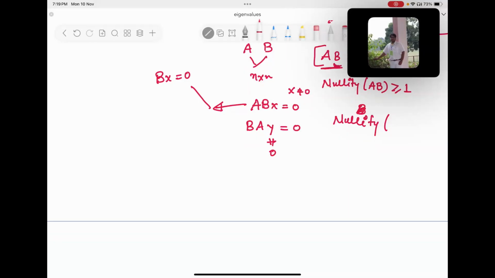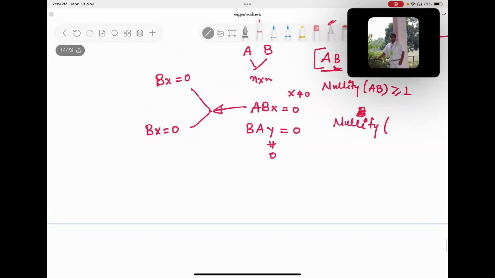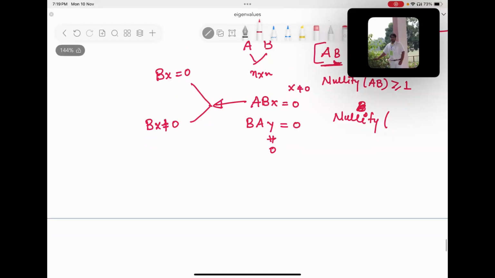It may happen that Bx is non-zero. So if Bx is non-zero, in this case, we don't have an issue. We just write BA, then Bx.